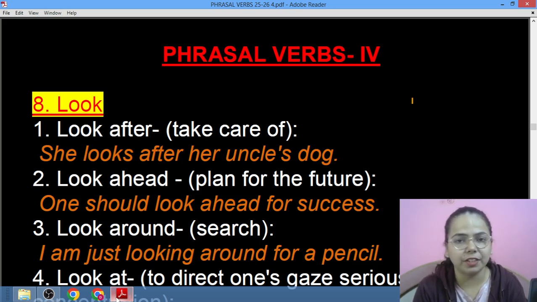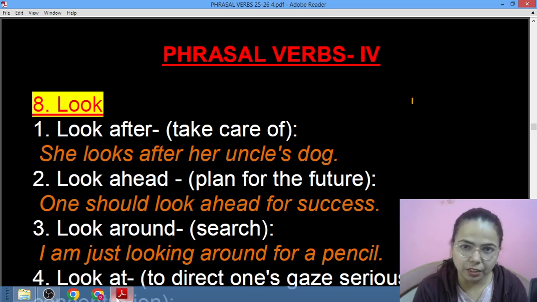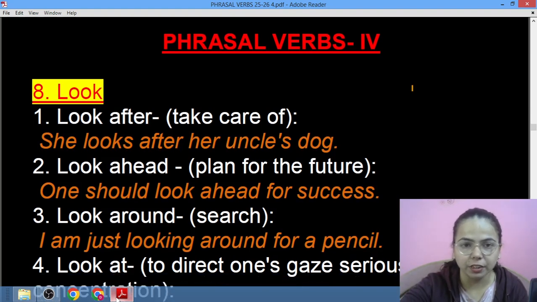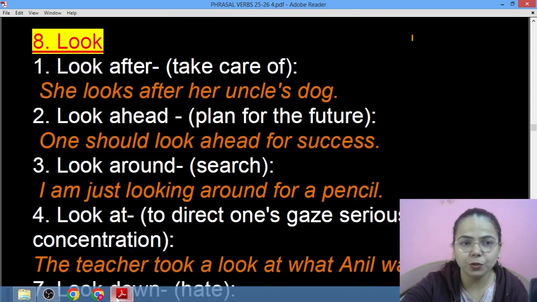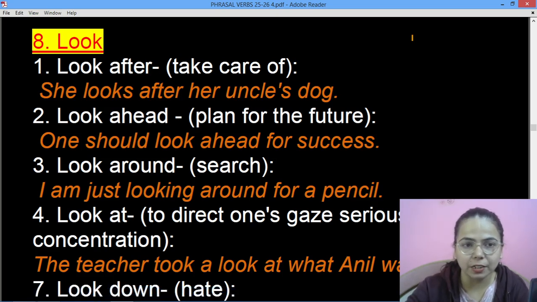This is Divya Vadvani and today we'll be doing part 4 of phrasal verbs starting from the word look. Many phrasal verbs we have done before. So this is the final part of it. After this I'll not extend it further because obviously in exams this much is enough for you all to prepare. So the first word is look.